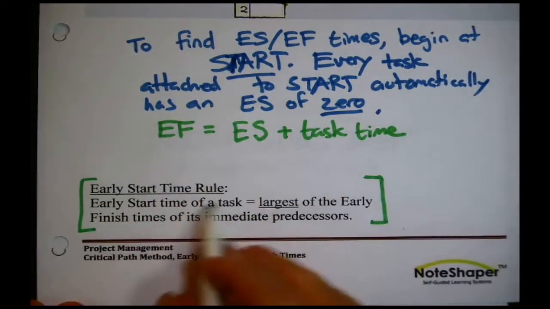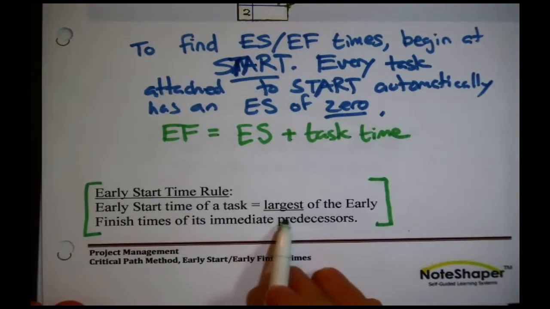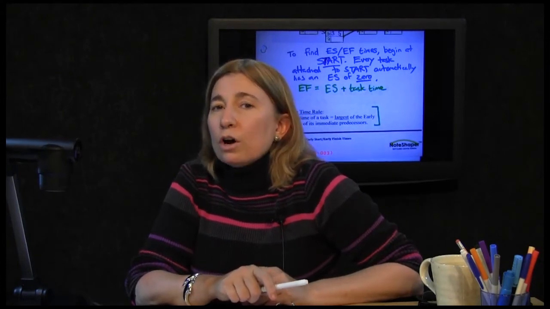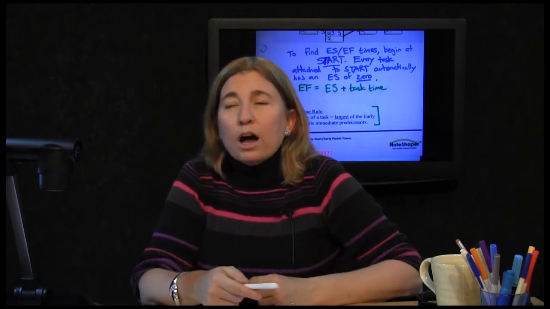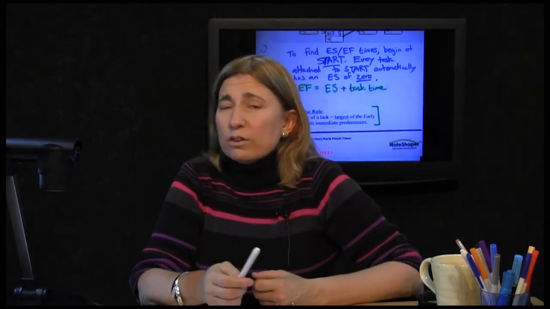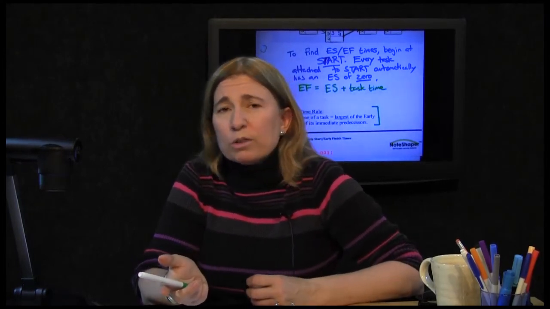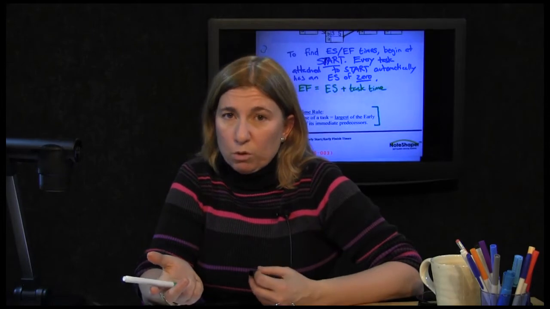Early start time rule. The early start time of a task is the largest of the early finish times of its immediate predecessors. When you have a choice, you always pick the largest. Up to this point, we technically were using the early start time rule this entire time. It's just that for all the other tasks, there was only one immediate predecessor, so it didn't matter whether it was the larger or the smaller because there was only one.